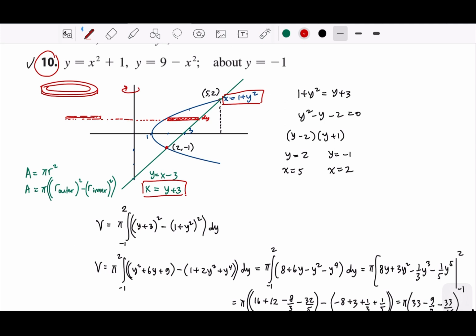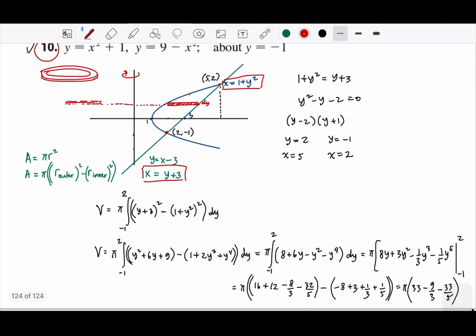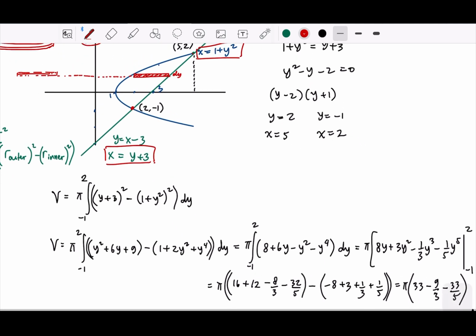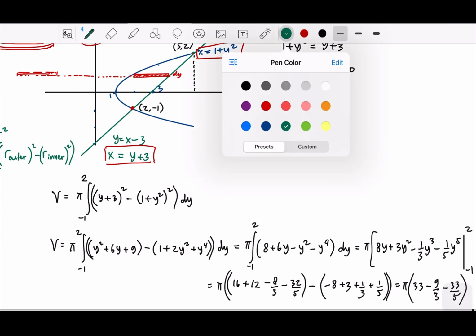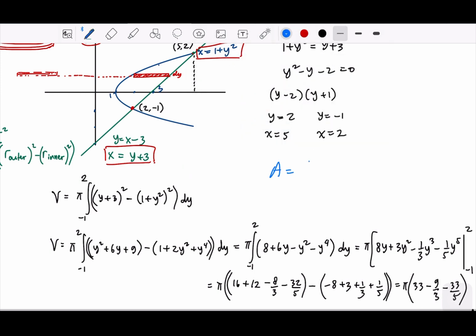This one? Oh, okay. Yeah, I didn't finish the calculation. You can finish. It's supposed to be 150 minus 33, 117 over 5. Let me just write here. The answer is this.